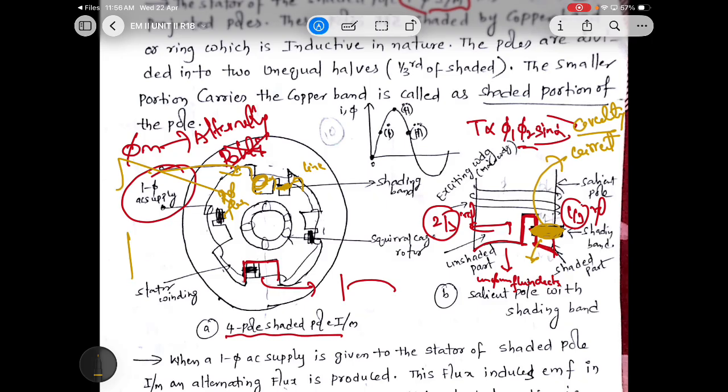What is the nature of the flux here? It is alternating in nature. Is it varying with respect to time or not? So the flux is varying with respect to time.